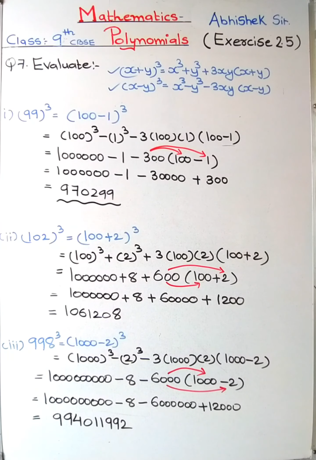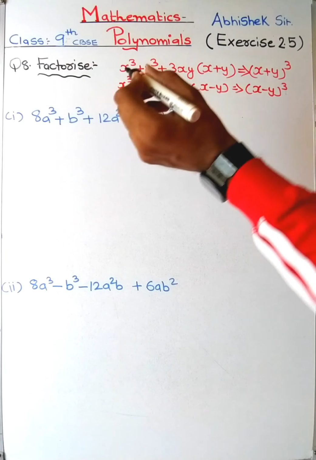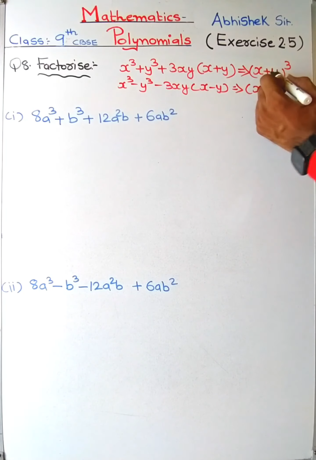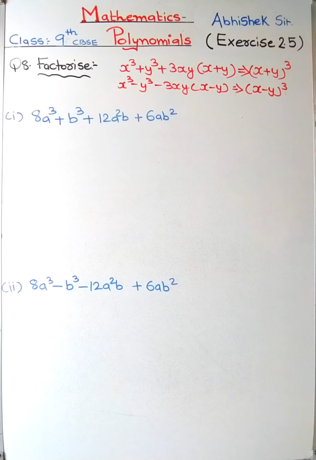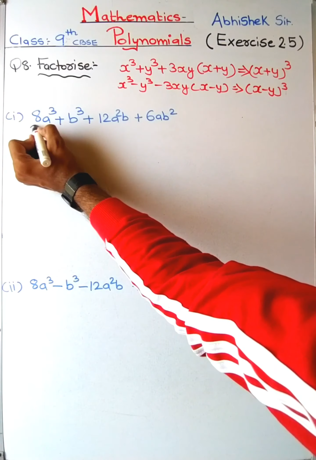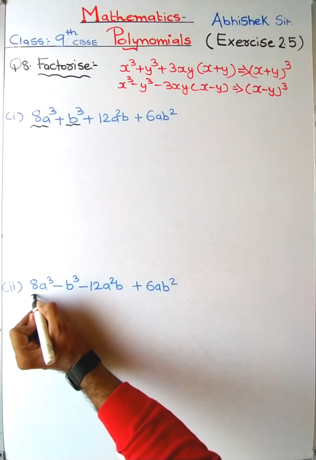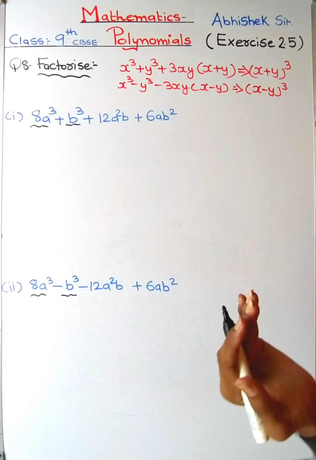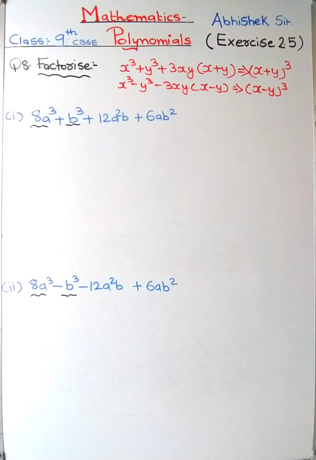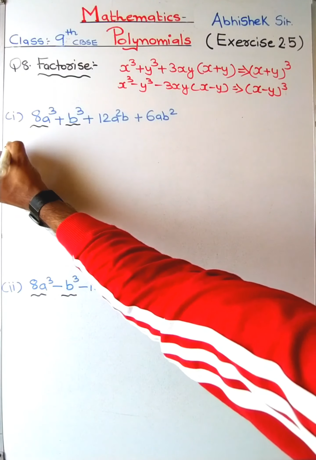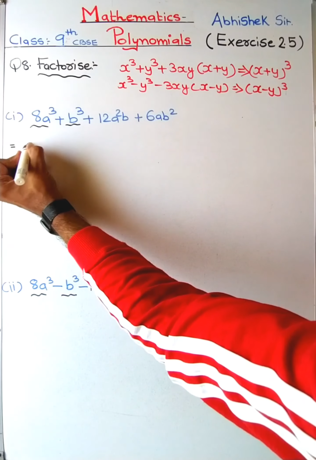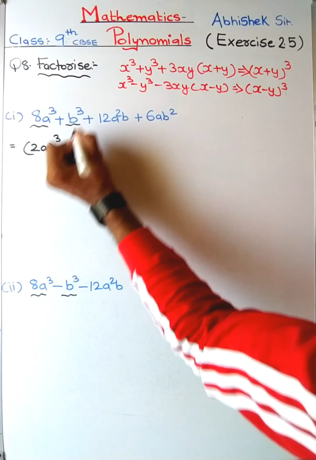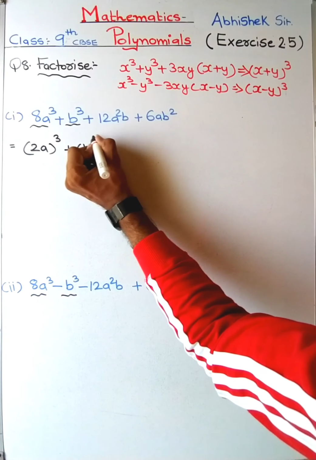Moving on to question number 8. Question number 8, factorize. We have to use the identities x cube, x plus y whole cube, x minus y whole cube. Notice that the first two terms will always be perfect cubes. Whose perfect cube? That you have to write, and the rest you see how I am solving this. So 8a cube is the whole cube of 2a, plus b cube is the whole cube of b.